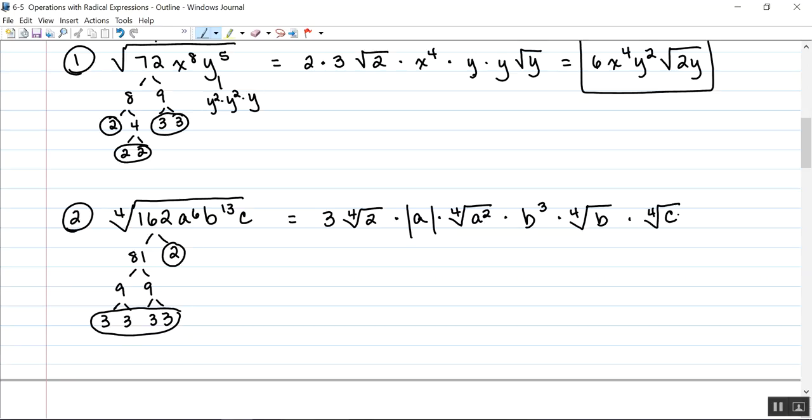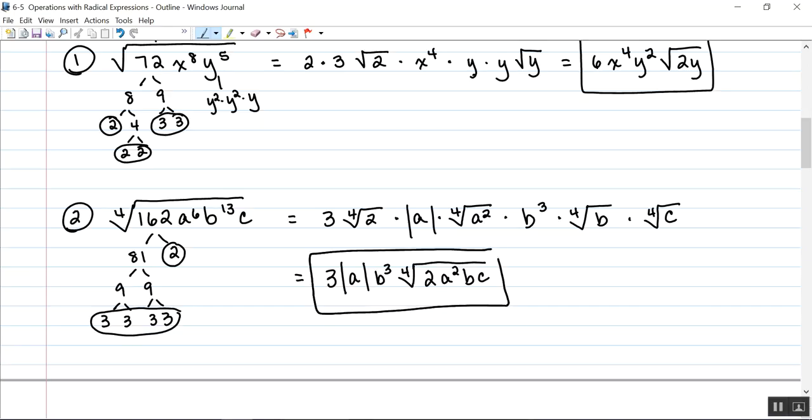And as I did with square roots, I can take all of the stuff that's not underneath the radical and put that together. So 3 times the absolute value of a. Just a hint, when you're making your absolute value bars, make them bigger than like a 1, so they stand out as bars. And then I have b cubed, and then in the radical, I'll have a 2, an a squared, a b, and a c. And there's my final answer. Kind of funny looking, but actually, believe it or not, that is simplified.